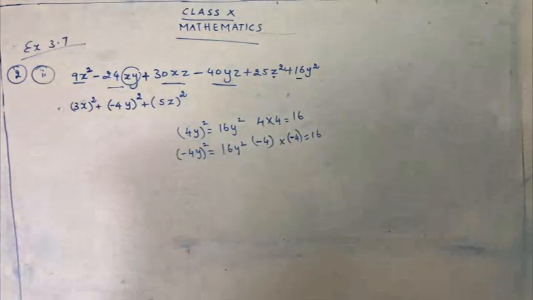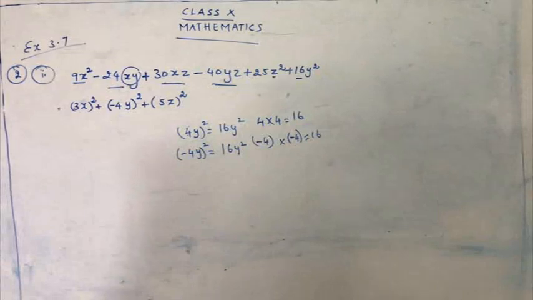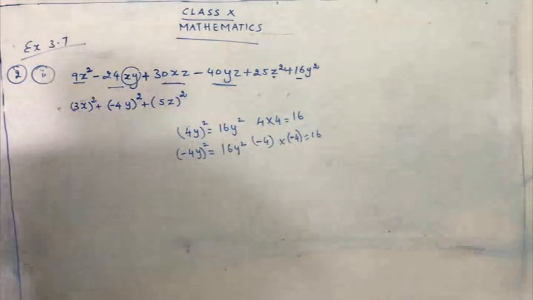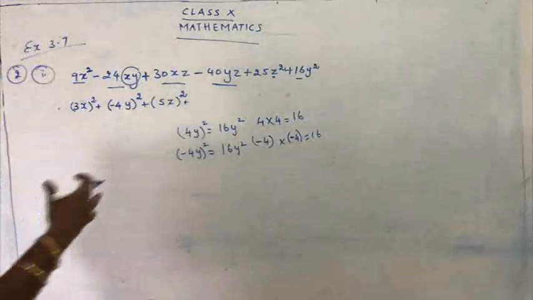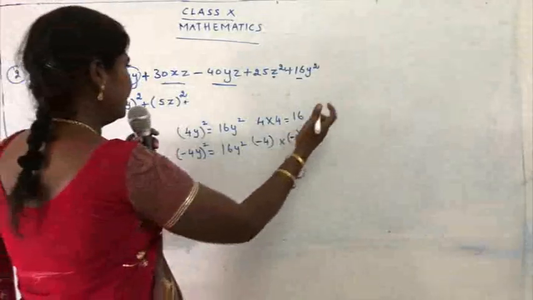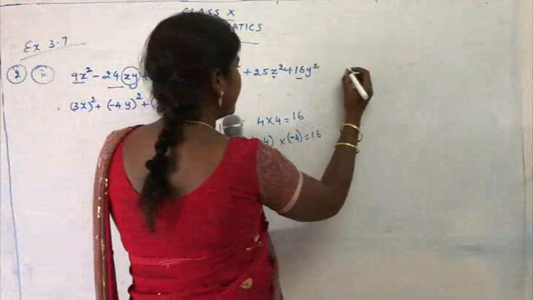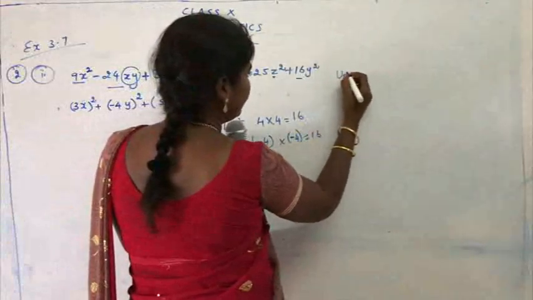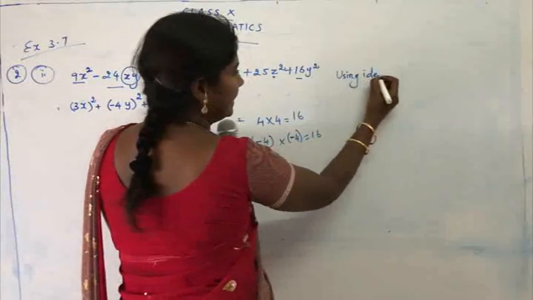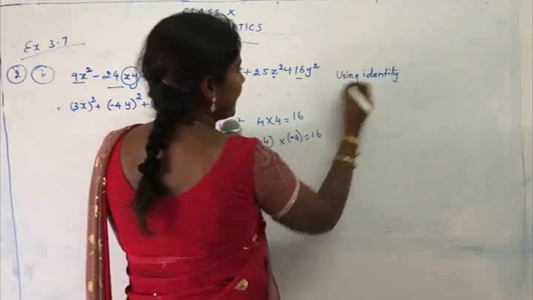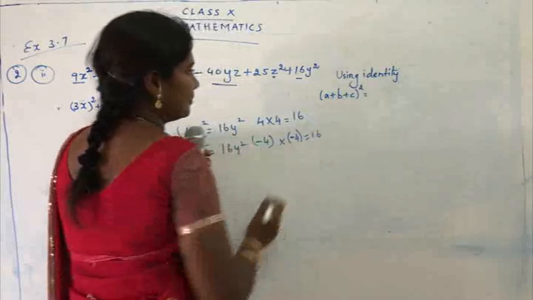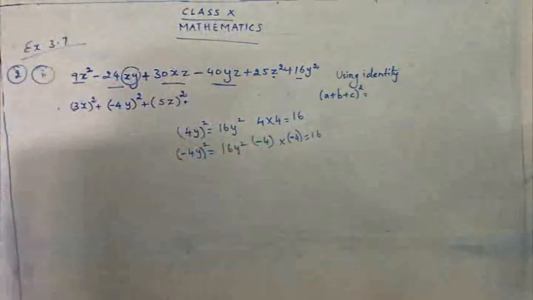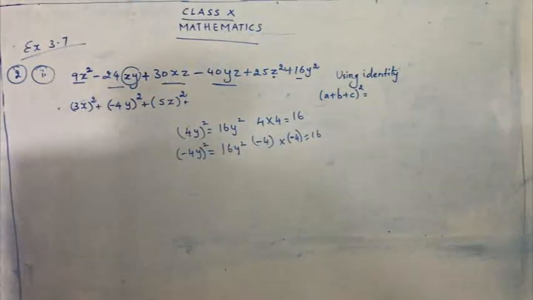Now let's go for the next term. So what is the next term? Now we have to split it. Before we split, let's write the identity over here. We are going to use the identity a plus b plus c the whole square. Which identity is being used over here? It's a plus b plus c the whole square.